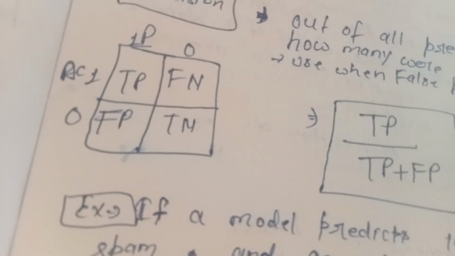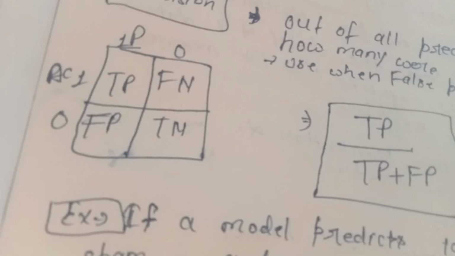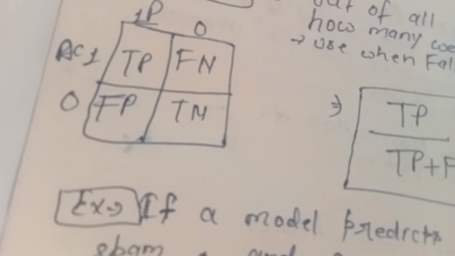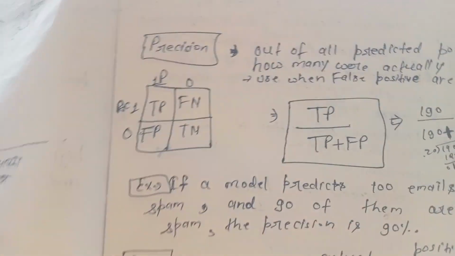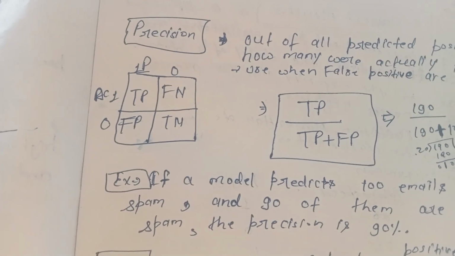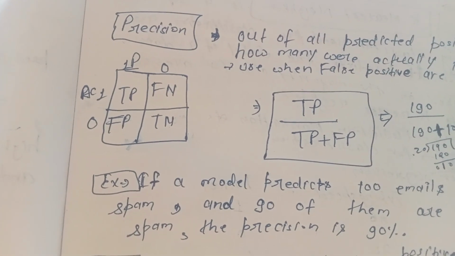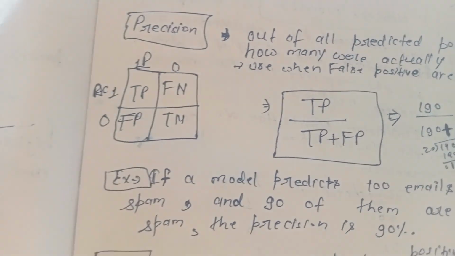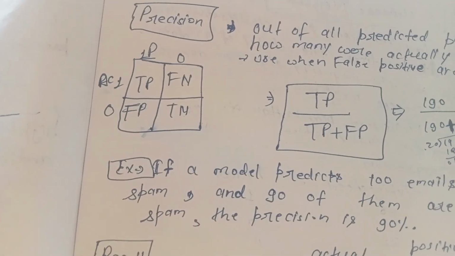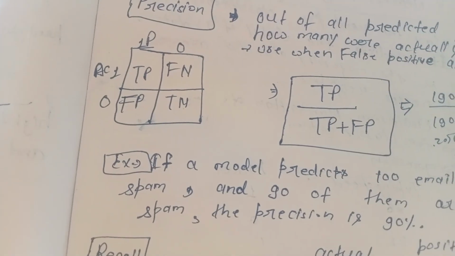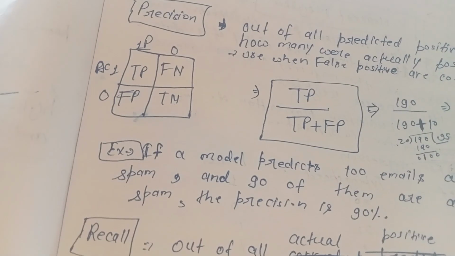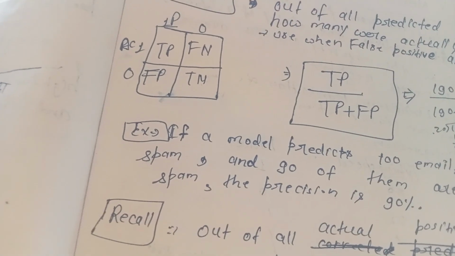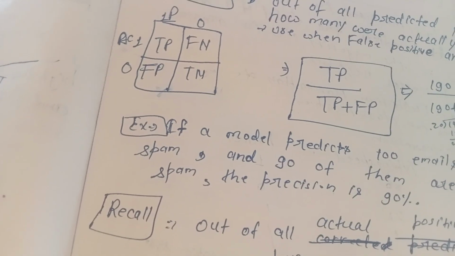This is a true positive. Precision means out of all predicted positives, how many were actually positive. So true positive divided by true positive plus false positive. If a model predicts 100 emails are spam and 90 of them are actually spam, the precision is 90%.